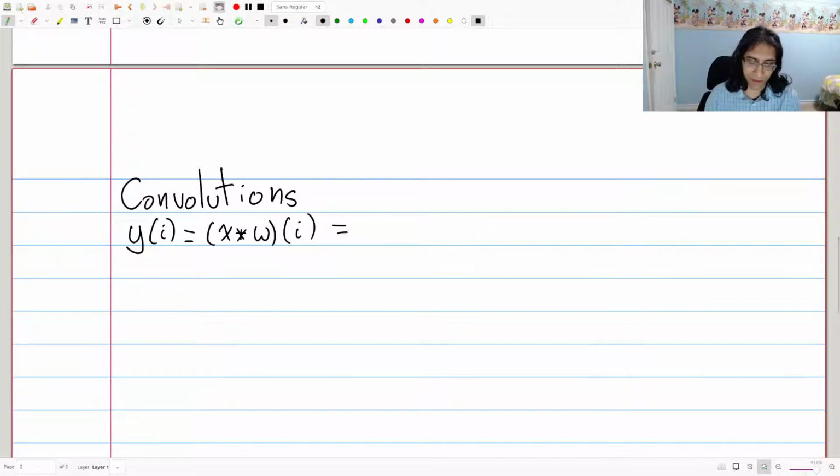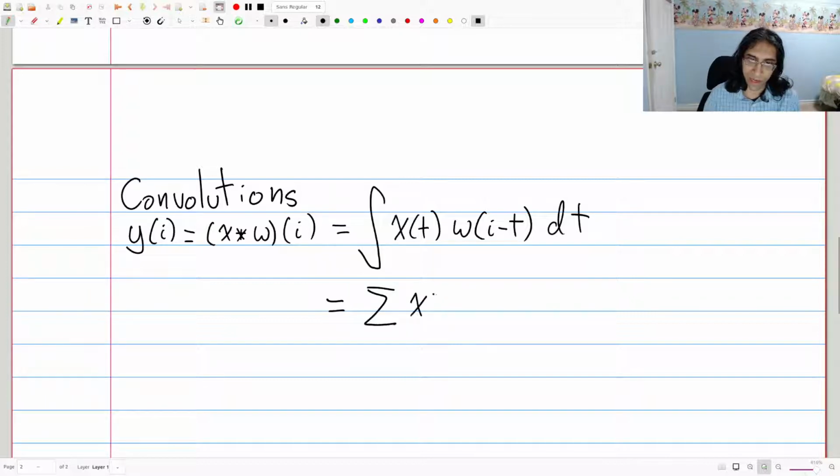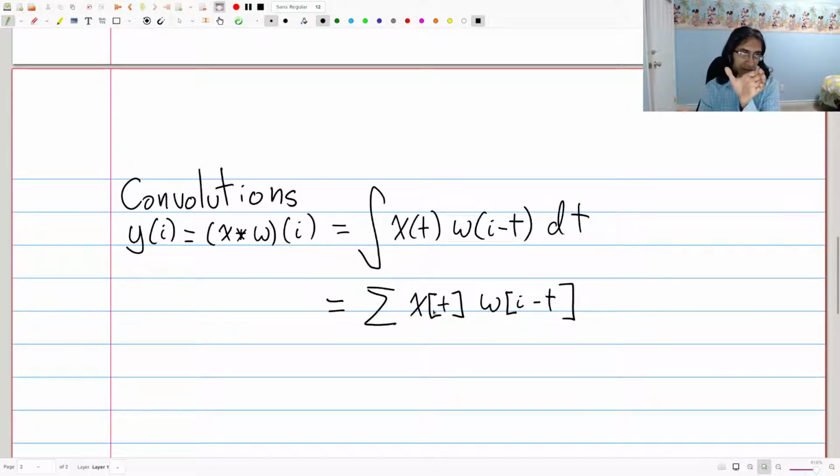You can write it as the integral, if they're continuous signals, of x of t times w of i minus t dt. Or in a discrete setting, it would be a summation of x of t times w of i minus t. I'm not going to get too much into what this means, but one way to picture it is that if you have two signals, you reverse one, flip it, and slide them by each other, and this gives you a new thing if you appropriately take the products.